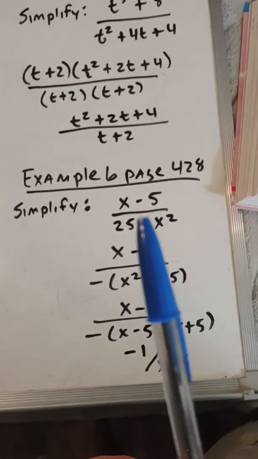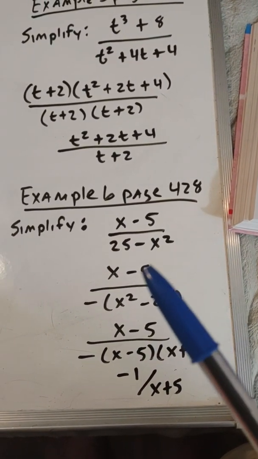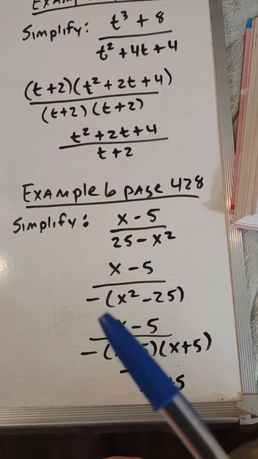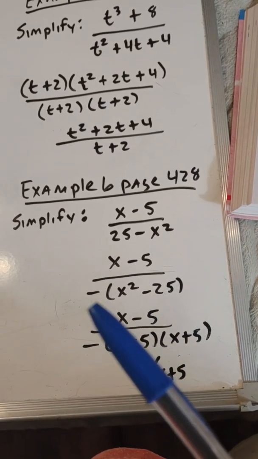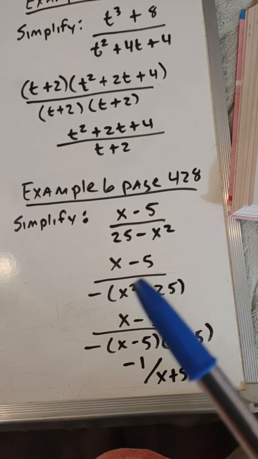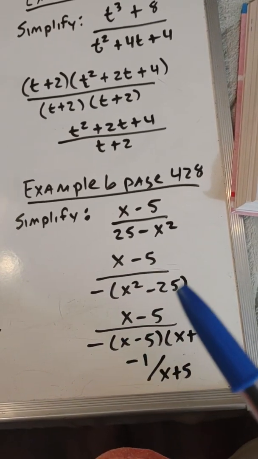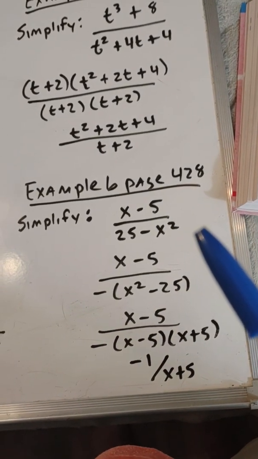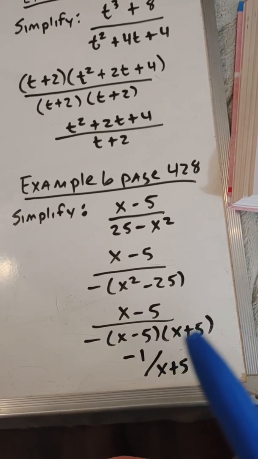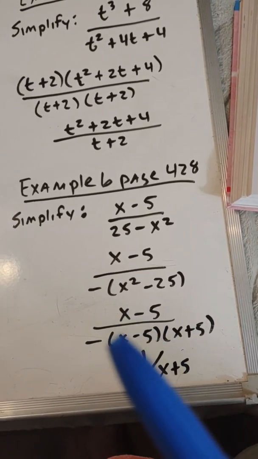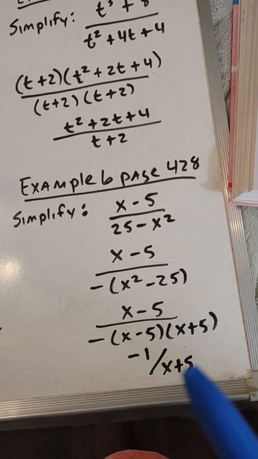In example 6, we have x minus 5 over 25 minus x squared. Well, what we're going to do is multiply this 25 minus x squared by a negative, which switches it to x squared minus 25. See, if I distribute this, I still get a negative x squared, and I still have a positive 25. So this is just another way to write this. This is a difference of squares, which factors into x minus 5 times x plus 5. The x minus 5's become 1, so this becomes negative 1 over x plus 5.